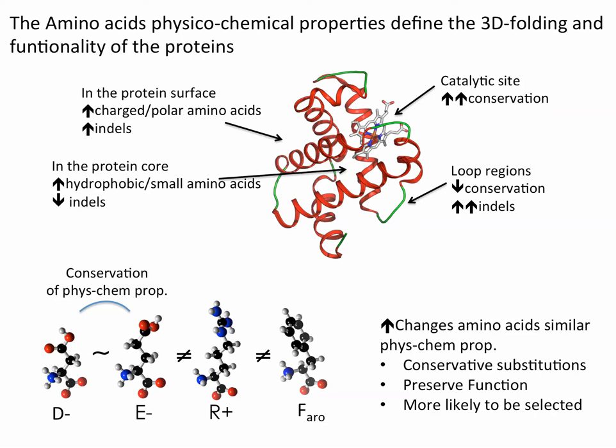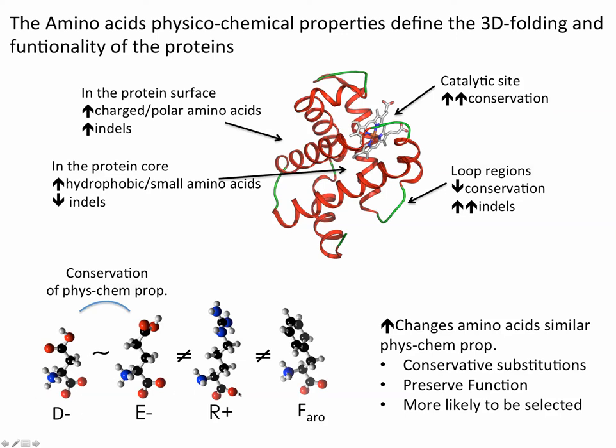Here is a representation of some substitution patterns in proteins to illustrate this point. As you can see, in the protein core we encounter many amino acids of the hydrophobic or small type. So, changes in this region of the protein will involve amino acids with the same characteristics. On the other side, in the protein surface, the amino acids that are most probably found are of the charged or polar type, because proteins are in close contact with water, which is a polar environment. So changes in this region of the protein will involve more residues with the same properties.